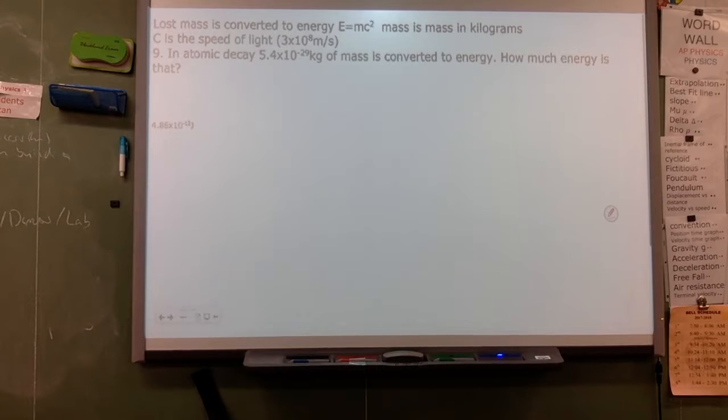All right, the very last section that we covered was E equals mc squared. We talked about nuclear energy. It can be fusion, where things combine. It can be fission, where things split apart. In both cases, a little bit of mass is lost, and that mass is turned directly into energy.